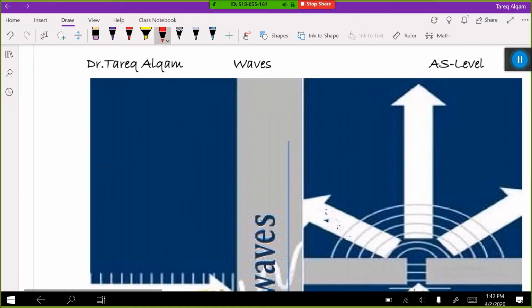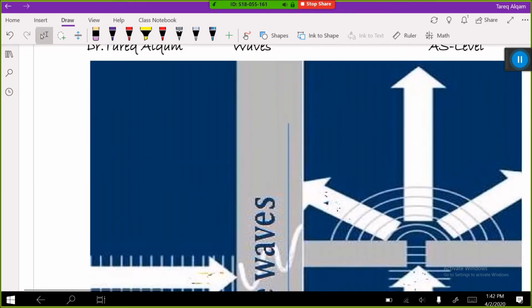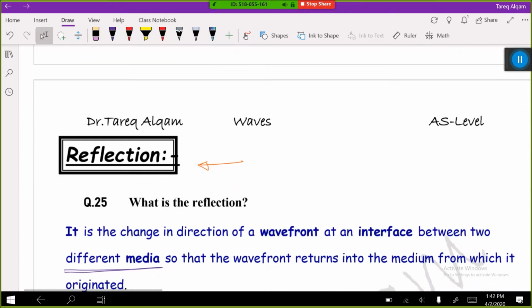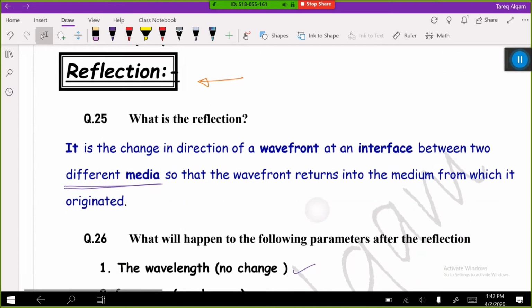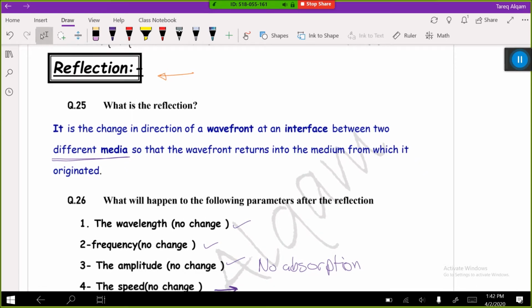Now we will start with the second part, which is about the behavior of the waves. Here, guys, we talk about reflection and transmission, but we will not ask about them directly. It will be a base for another topic.